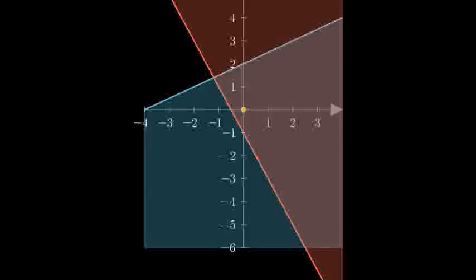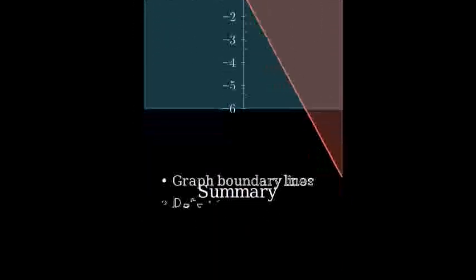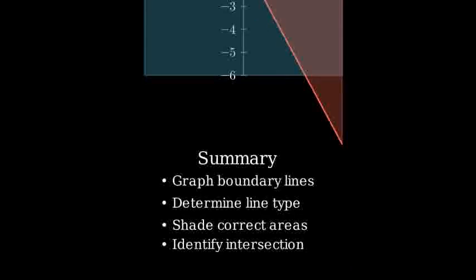Finally, the solution set to this system includes the points satisfying both inequalities, which are located within the intersection of the two shaded regions. To conclude, solving inequalities graphically involves graphing boundary lines, deciding whether the line is solid or dashed based on the equality sign, shading appropriate areas, and finally identifying the intersection of these areas.